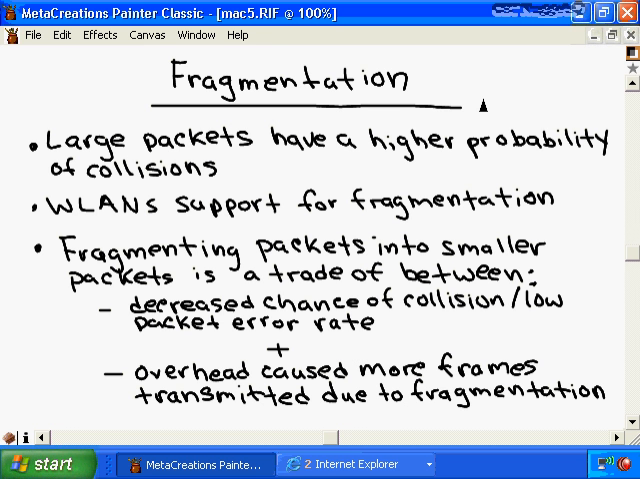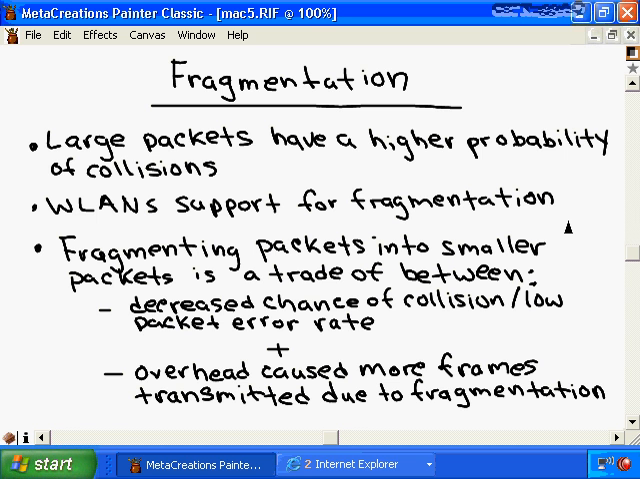So on a wireless LAN, there is a threshold of the packet size, and that threshold, or the maximum size for a packet before it is fragmented or broken up into multiple pieces, is 2,346 bytes. Now, wireless vendors implement this fragmentation threshold at different levels. Some will keep it at the default rate of 2,346. Others will keep it at the rate of 1,500 bytes.